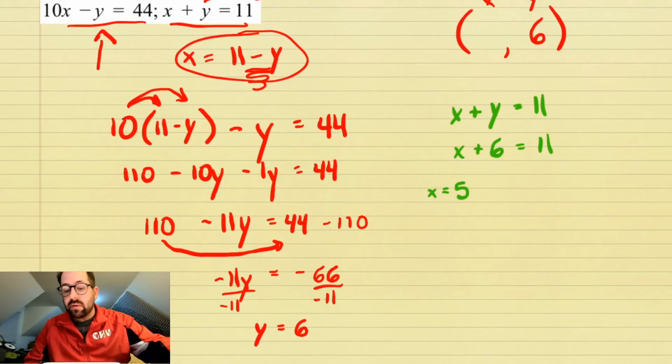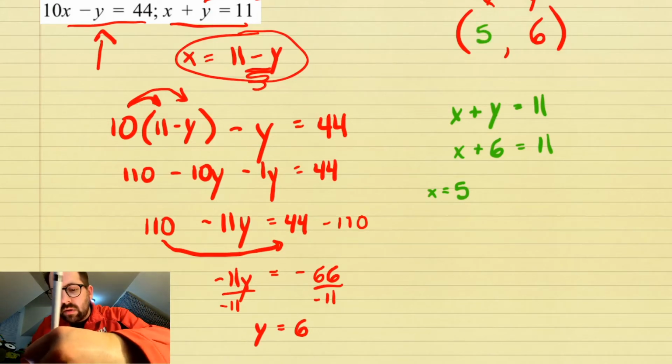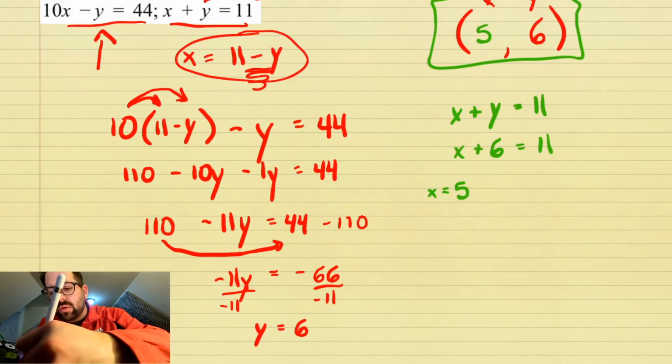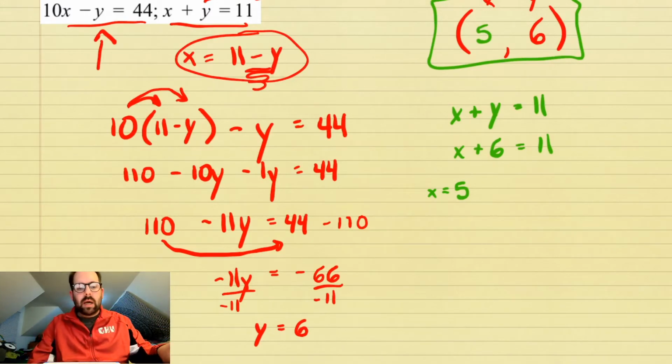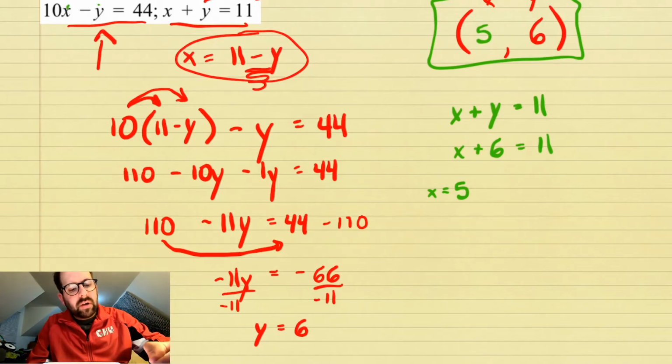So this 5 plus 6 is 11. So it's common sense, and there's your equation. That's the answer that I'm looking for. This is the solution for both equations. And again, if you go back up to that original first equation, plug in a 5 for x and the 6 for y, it does give me 44. So it is actually working for both equations.